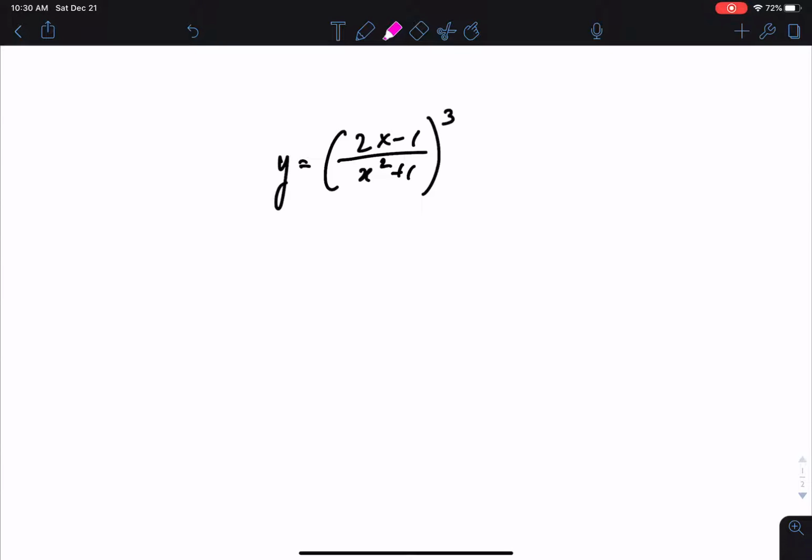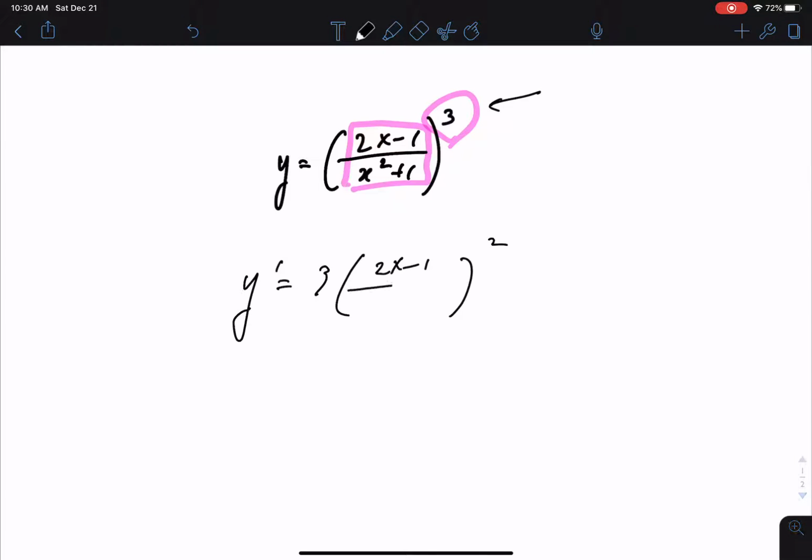So you have to look at this as a composition of a rational function inside a power function, x to the power of 3. So the first step is to deal with the power of 3. So you get this with the same input. And you have to chain that by the derivative of what's inside.